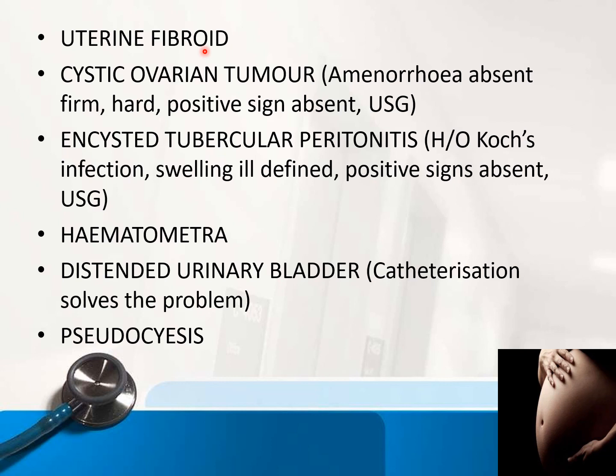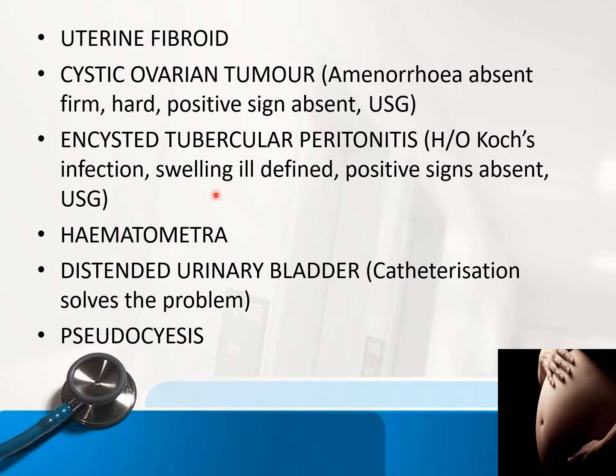And another reason is cystic ovarian tumor, polycystic ovaries and other tumors of the ovary. In that case, amenorrhea, or absence of menstruation, will be there, but the other positive signs of pregnancy will be absent and the ultrasonography findings will be negative. In that case only amenorrhea will be there.